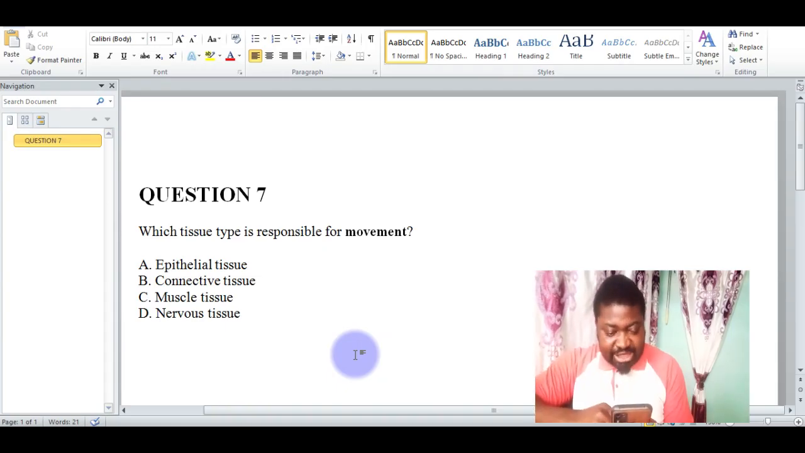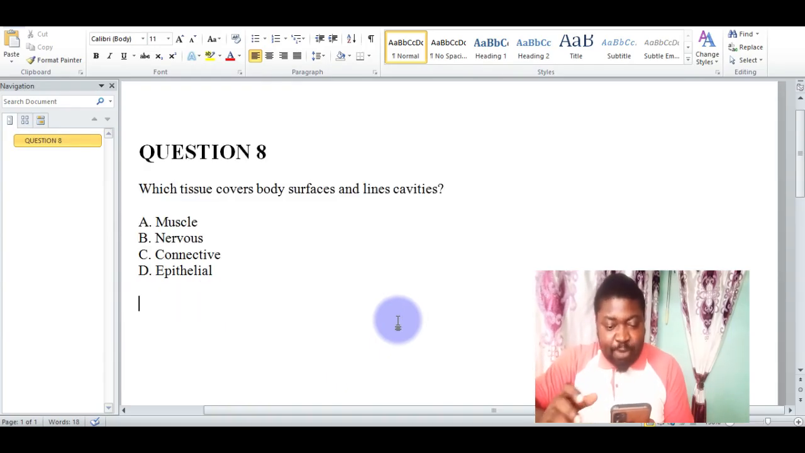So let's move to the next. Which tissue covers body surfaces and lines cavities? A, we have muscle. B, we have nervous. C, we have connective. And D, we have epithelia. So these are the different types of tissue. They are asking which among the list is responsible for covering of body surfaces and also cavities in our body.